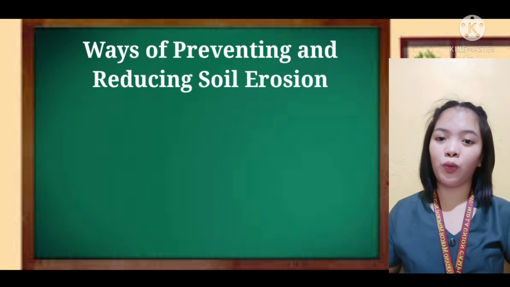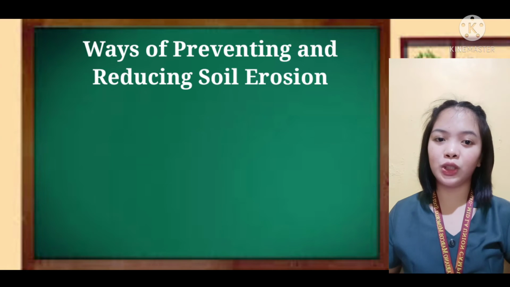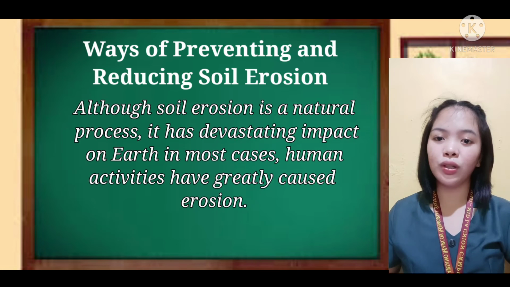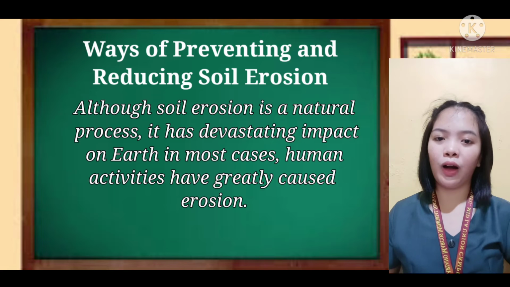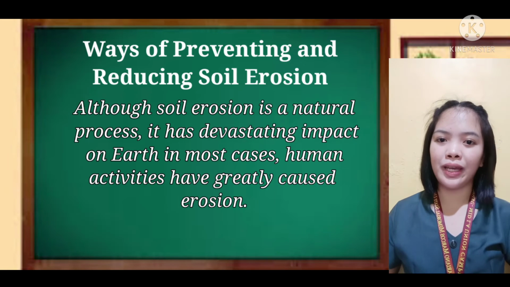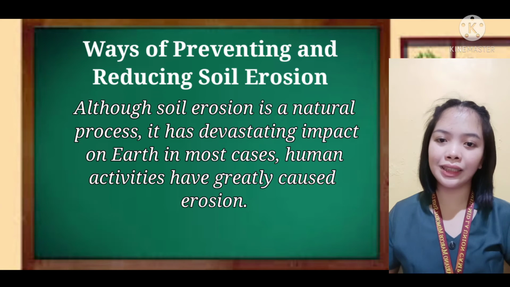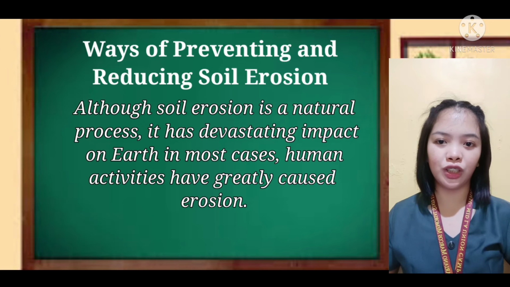Now, let's proceed to the ways of preventing and reducing soil erosion. Although soil erosion is a natural process, it has a devastating impact on Earth in most cases. Human activities have greatly caused erosion. After discussing the damaging effects of erosion, it is important that a collective effort be made to prevent soil erosion. There are several ways of preventing or reducing soil erosion. This can be achieved through agricultural practices and individual measures and concerns.